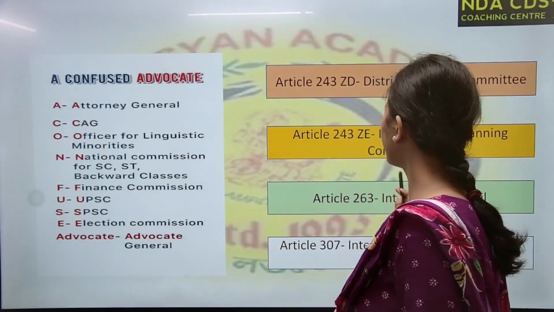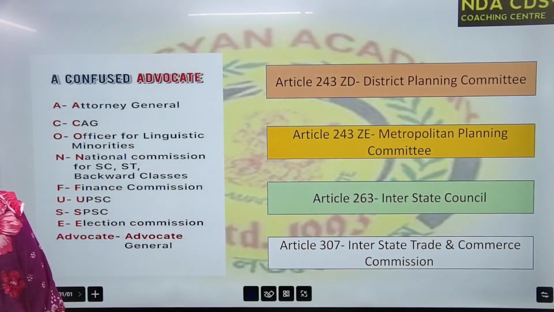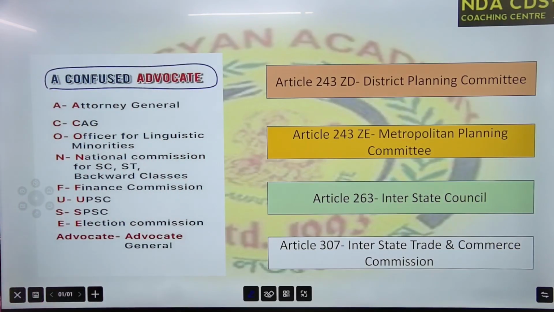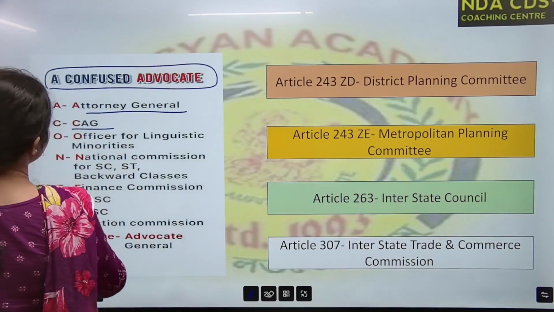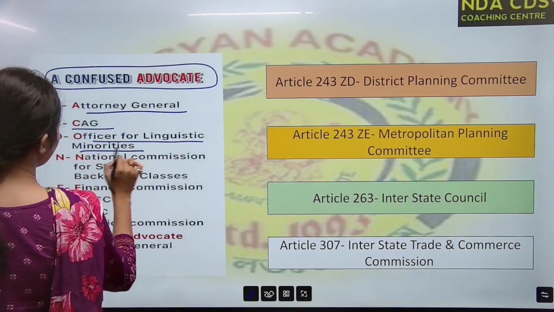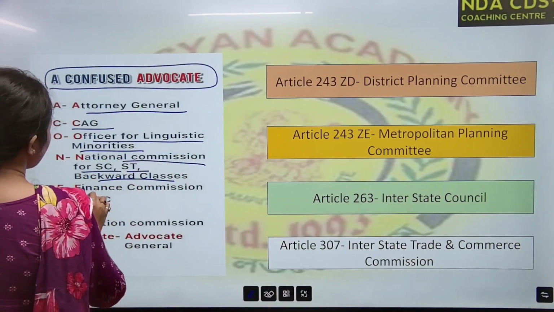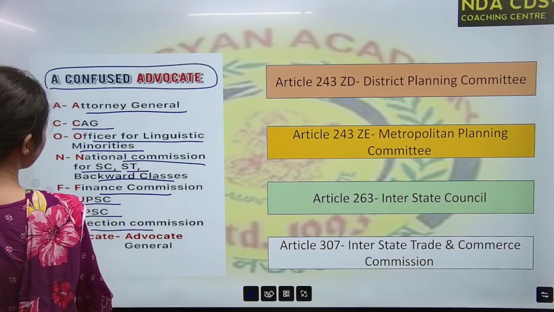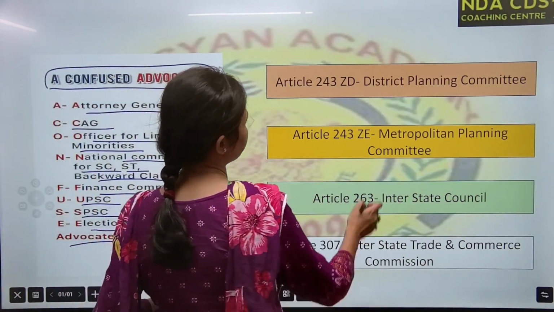So these are some of the constitutional bodies you need to remember. This is one trick through which you can easily remember. A, confused advocate. A, Attorney General of India. C, CAG. O, Officer for Linguistic Minorities. N, National Commission for SC, ST, Backward Class. F, Finance Commission. U, UPSC. S, SPSC. E, Election Commission. Advocate General.